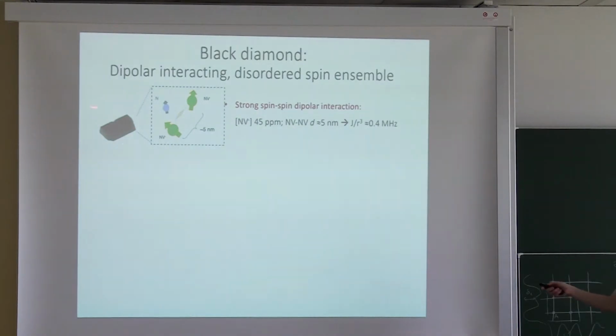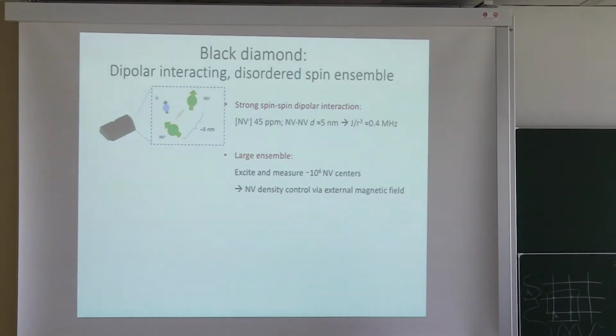Okay, so some more details on this black diamond. As I said, we have a density of around 45 ppm of NV centers. That corresponds to a mean distance of only 5 nanometers between nearby NV centers, which results in 400 kilohertz of dipole-dipole interaction strength. We work with a relatively large ensemble, so within this probe volume that we address with the confocal light beam, we excite and measure around 1 million of these NV centers.